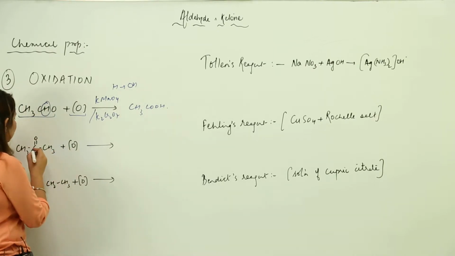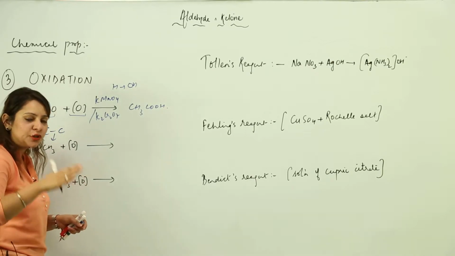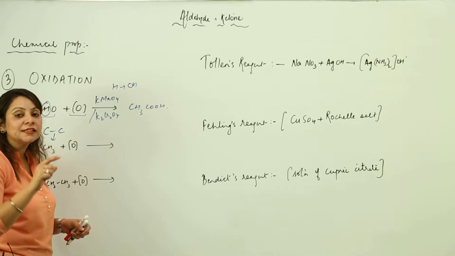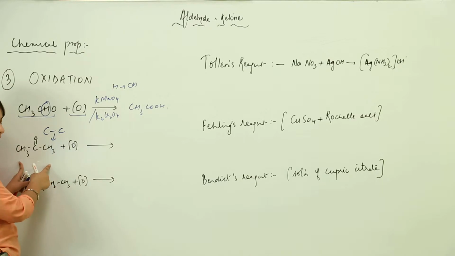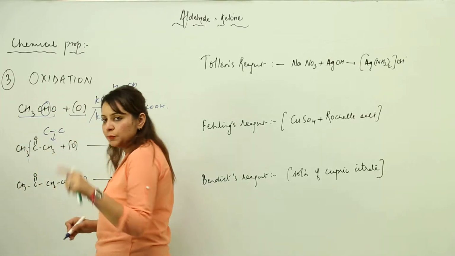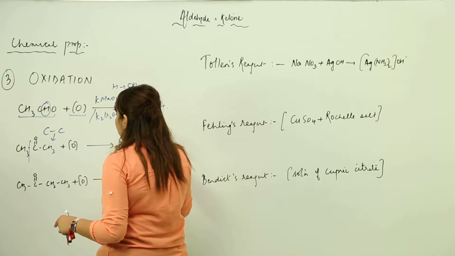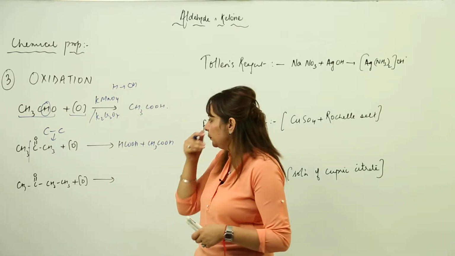So what happens here is that the C-C bond gets broken. In this, the C-C bond actually gets broken. It forms a carboxylic acid, but the carboxylic acid formed contains fewer carbon atoms than the parent aldehyde, right. So the C-C bond will break up and it will form an acid which will have a different number of carbon atoms than present in the parent compound.